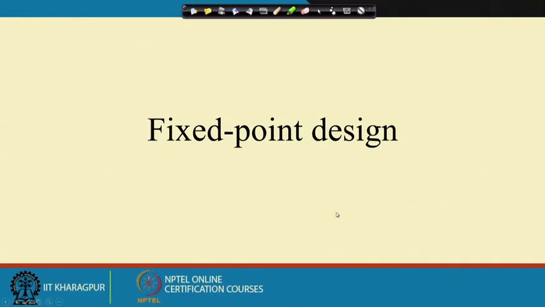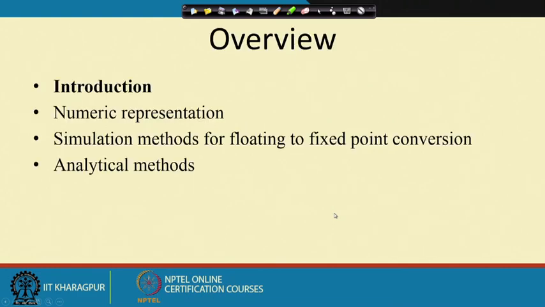So, it should always be remembered that there is an effect for this conversion. Okay. So, what is that effect, how will it affect? That we will see in today's class. The topic name is fixed point design.